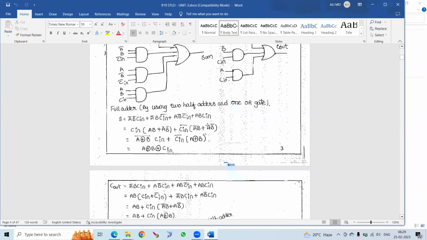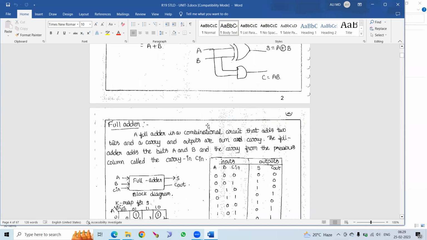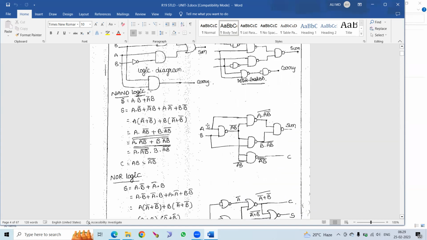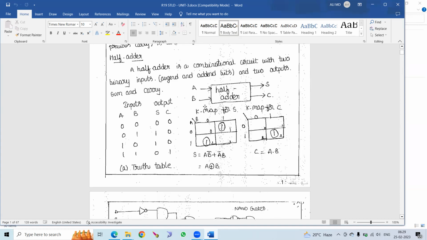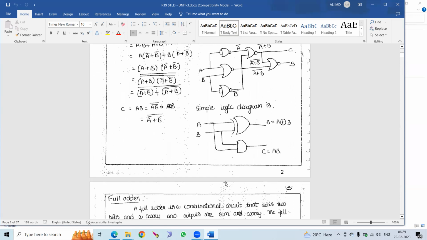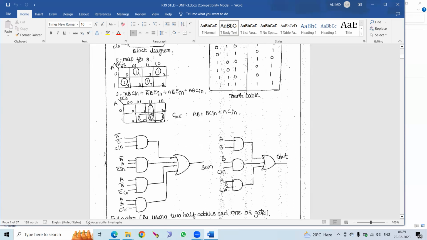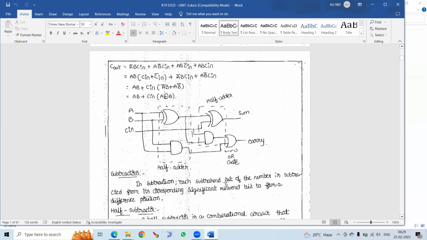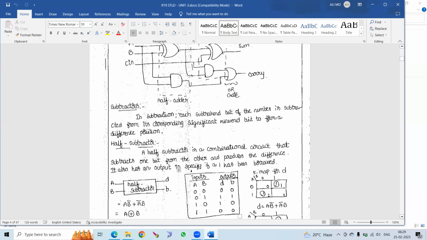So these are some of the combinational circuits we can discuss here. Addition of two bits is a half adder. Addition of three bits is a full adder. Subtraction of two binary bits is a subtractor.